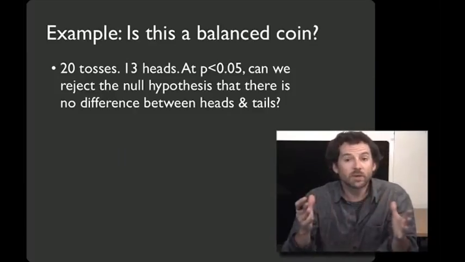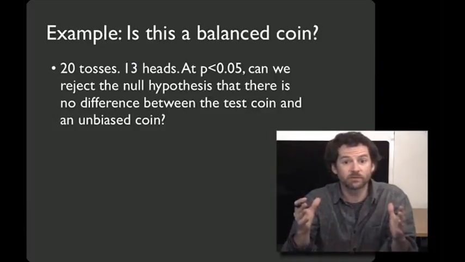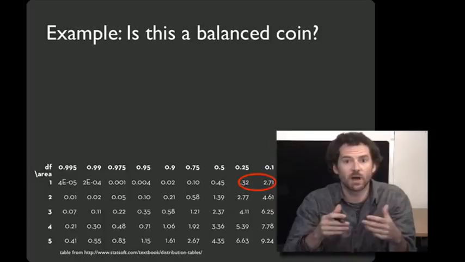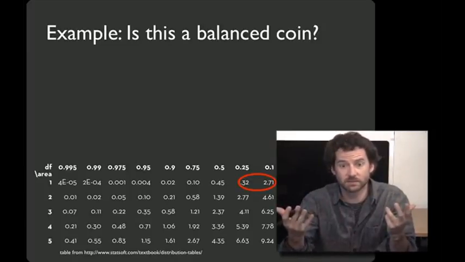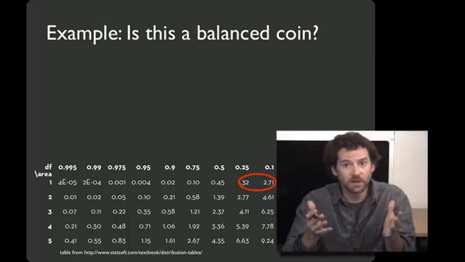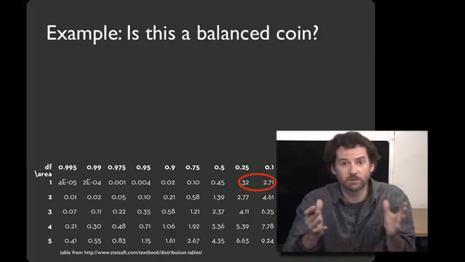So now we can return to our example and do so a little bit more formally, and we can ask: 20 tosses, 13 heads, at p less than 0.05, can we reject the null hypothesis that there is no difference between this coin and an unbiased coin? So let's work it out. We've got (13 minus 10) squared over 10. Those are our heads, the 13 observed minus the 10 expected. And then we're going to add the other side of the coin, which is 7 observed tails minus 10 expected tails, again squared and divided by 10. When we sum that all up, we get a value of 1.8.